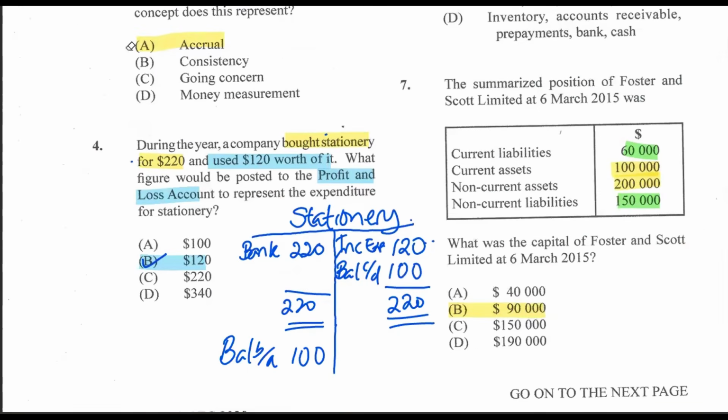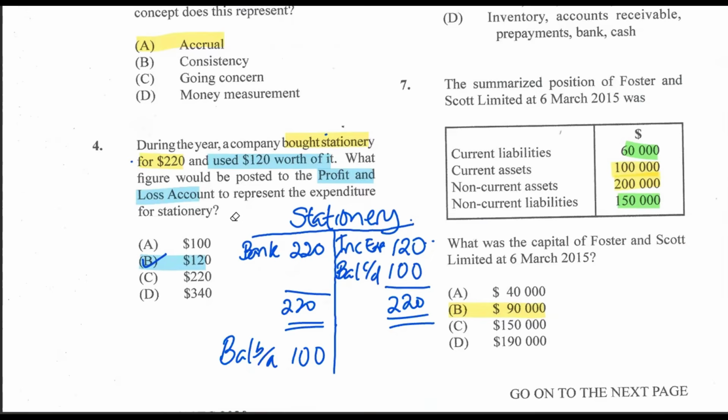Now, question 4, guys. During a year, a company bought stationery for $220 and used $120 worth of it. What figure will be posted to your profit and loss account to represent the expenditure for stationery? Correct answer should be B, 120.